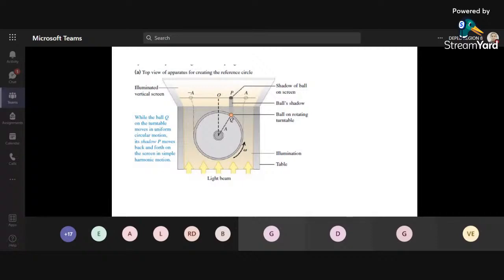How do you describe the motion? It oscillates, sir.